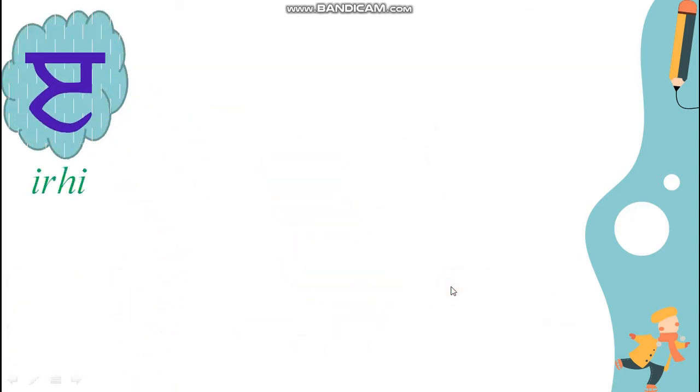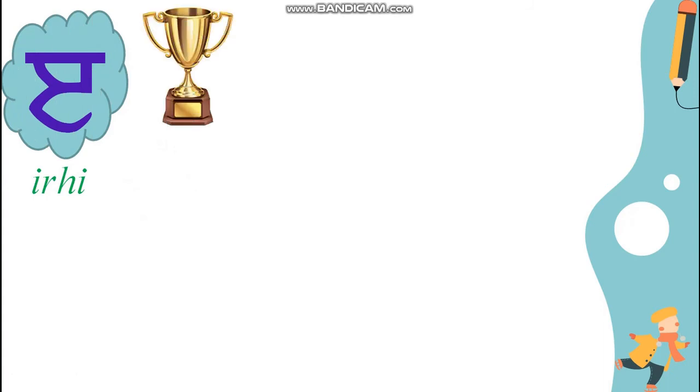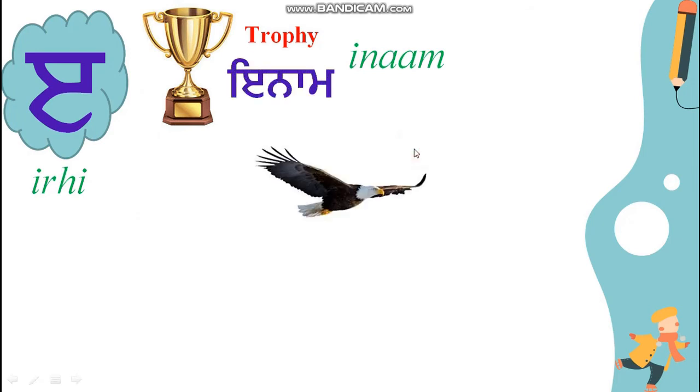Next alphabet. Edi. This edi is inam. Trophy in English. Inam in Punjabi. Edi, ill. Eagle in English. We call it ill in Punjabi.